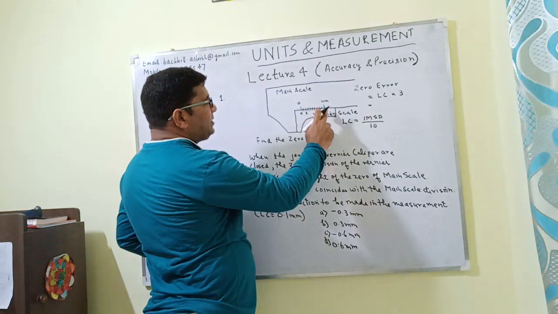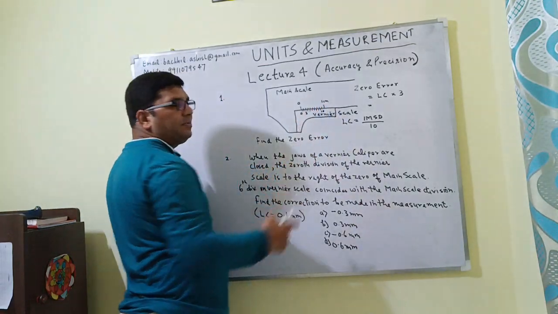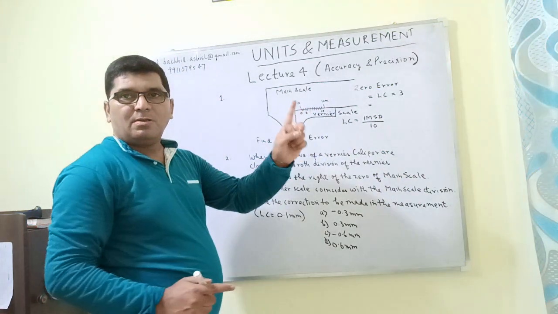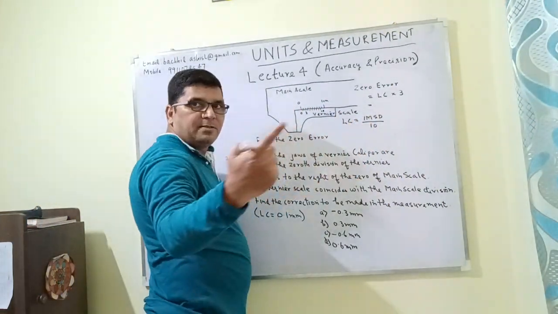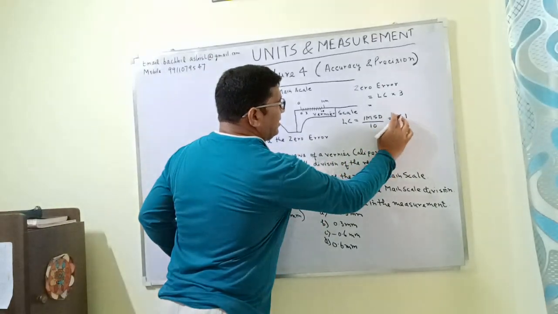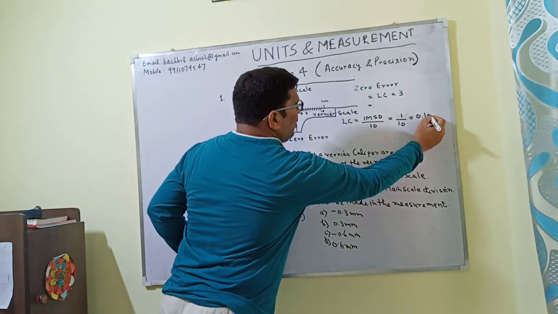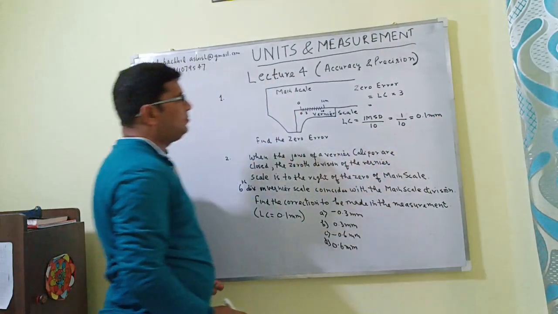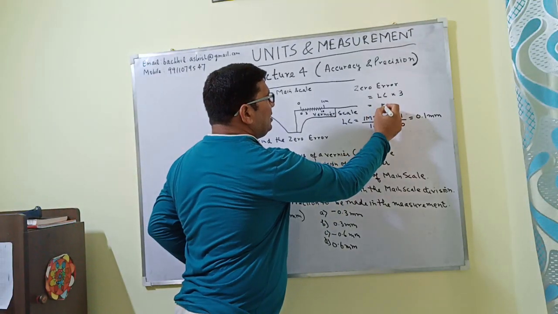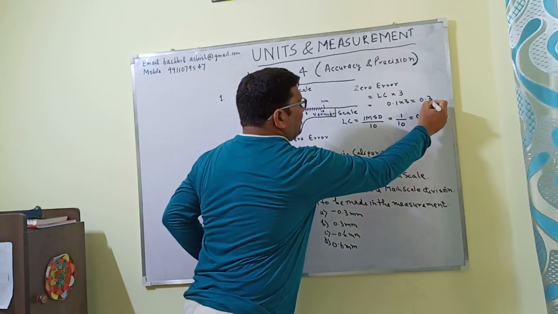The value of one main scale division is equal to how much? See, from here to here it is 1 centimeter, and this 1 centimeter is divided into 10 equal parts. So the value of one division will be equal to 1 by 10 centimeter, which is equal to 1 mm, or we can say the least count is equal to 0.1 mm. Okay, so we will put this value here. So the zero error is equal to 0.1 into 3, which is equal to 0.3 mm.